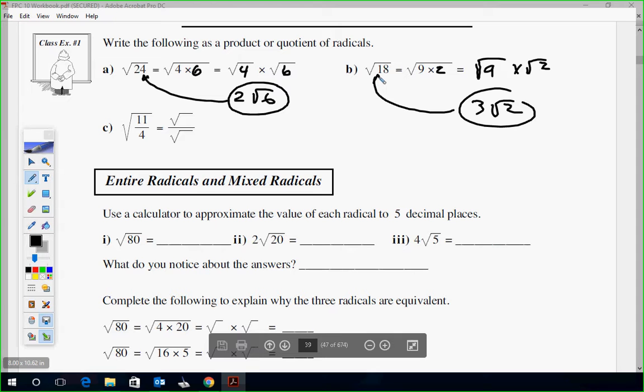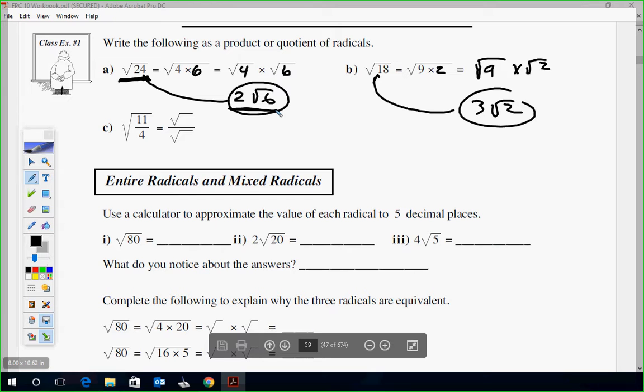Okay, we did smaller numbers. The biggest perfect square that goes into 24 is 4. The biggest perfect square that goes into 18 is 9. If you have the biggest one, then I know that when I pull it out, it'll make the simplest mixed radical. Okay, I'm getting way ahead of myself, but this is an entire radical. This is the mixed radical. Mixed is with a coefficient and a radical.